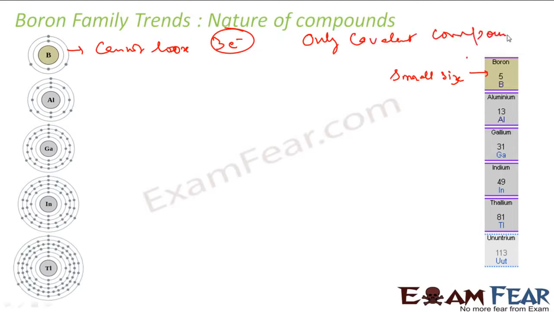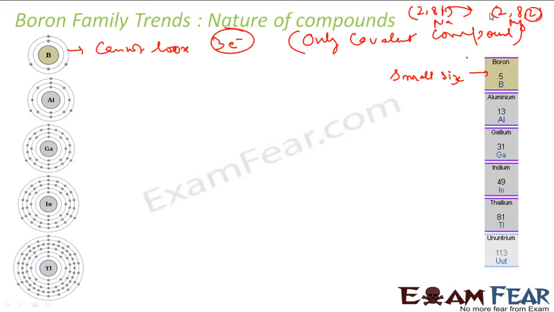Hope you understand it. See, for example, sodium has 2, 8, 1, 11 electrons. It can easily give 1 electron and form an ionic compound, right? But in case of boron, it can't give 3 electrons. For example, calcium also has 2 extra electrons. It can give 2 electrons. Or let's take magnesium, which is 2, 8, 2. This is sodium, this is magnesium. Magnesium can also give 2 electrons, right? It is pretty okay for it to give 2 electrons.